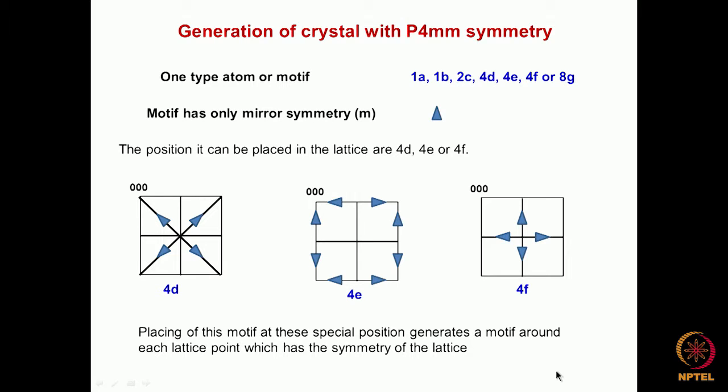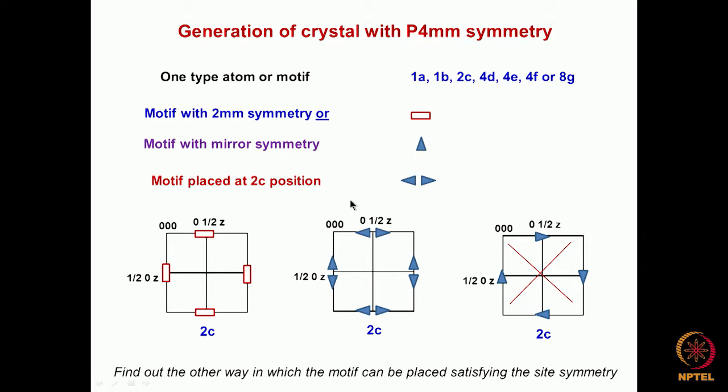Suppose we keep this same motif around mirror symmetry positions, what all positions do we have to keep it? As I mentioned earlier, the motif will be kept with the mirror symmetry coinciding. One option is keeping it with the mirror symmetry along the diagonal, or it can be along the A and B axis, or at the center. Also, there is a mirror symmetry plane which is parallel to the axis. So these are all the 3 ways in which it can be arranged.